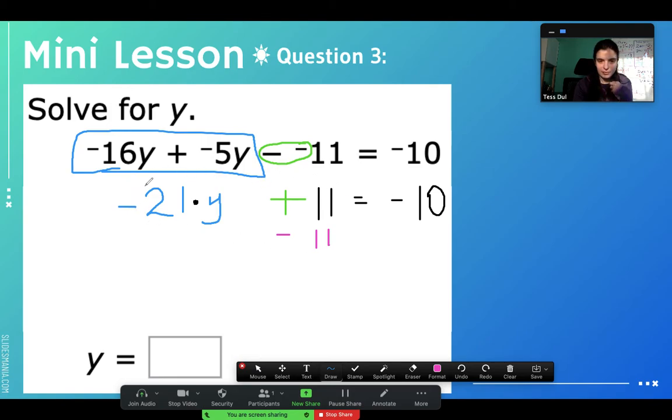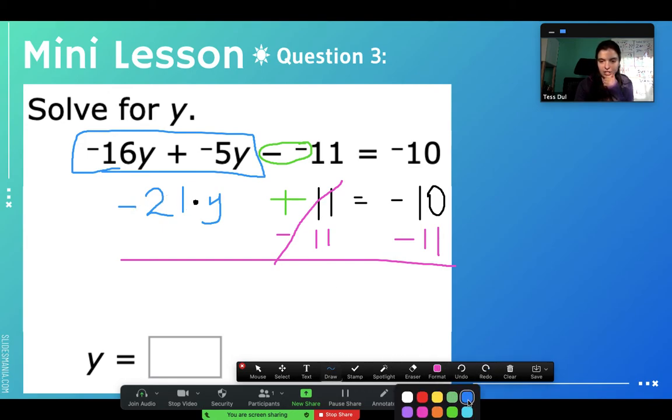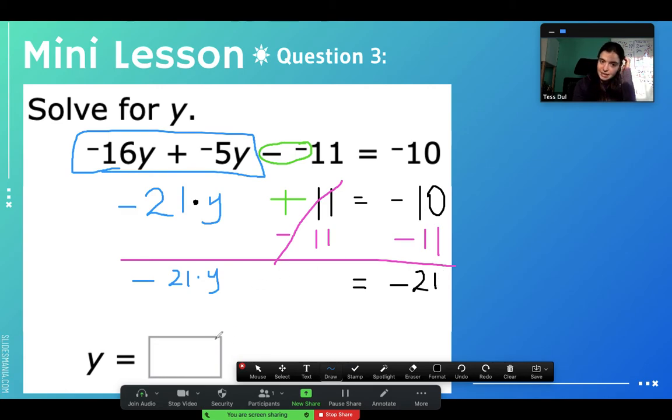So we subtract 11 from this whole side, but because these are the only like terms, we have 11 minus 11, which is 0. And then we also have to subtract 11 from this side. So we're left with negative 21y. That didn't change at all. Negative 21 times y is equal to, what's negative 10 minus 11? Well, that gives us negative 21. It's getting more negative.